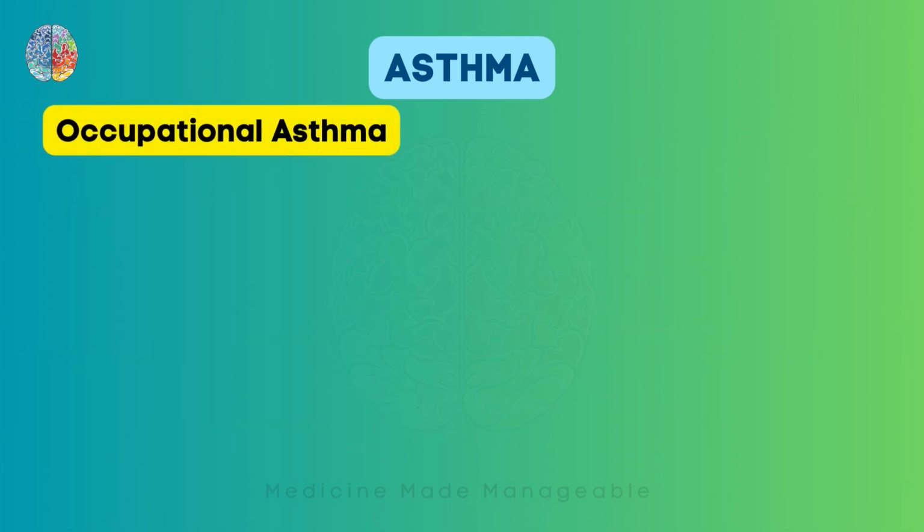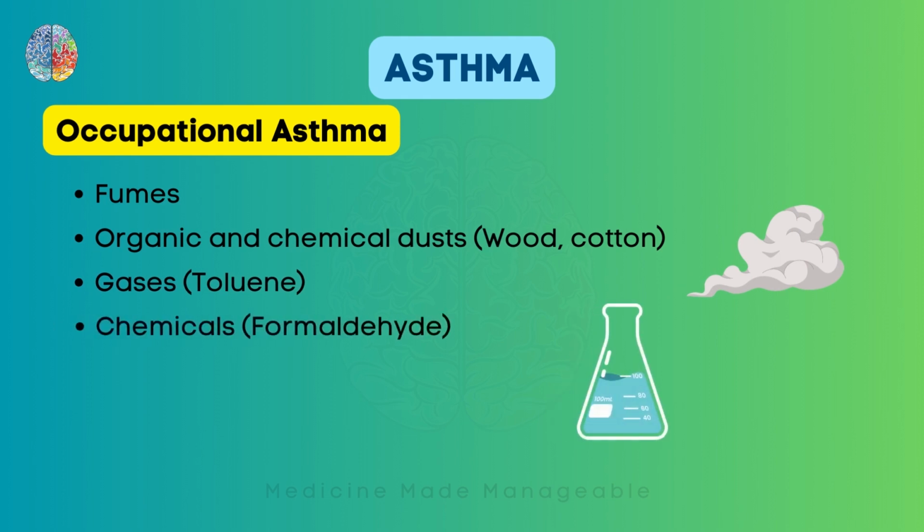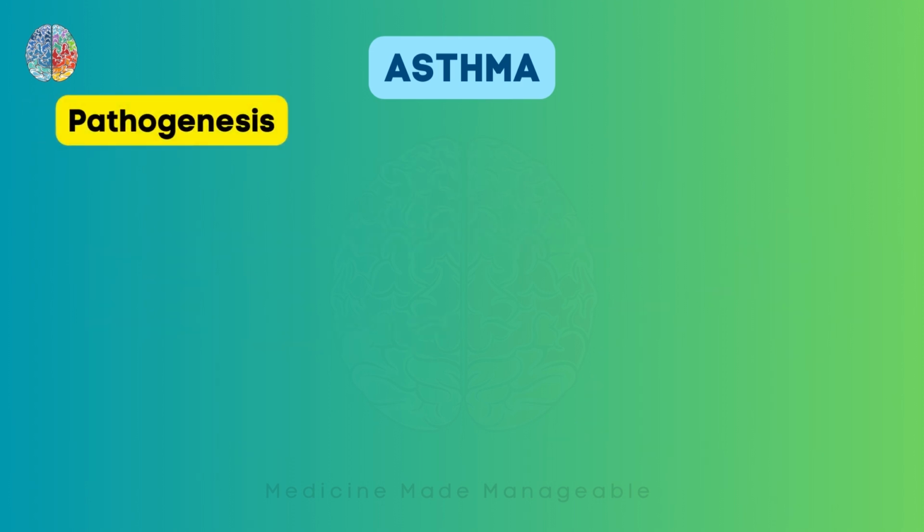Now finally, coming to the last type of asthma, which is occupational asthma. This can be caused by fumes, organic and chemical dusts, gases such as toluene, and chemicals such as formaldehyde. But to be honest, the previous three are more important to remember. Now, what is the pathogenesis of this disease exactly?